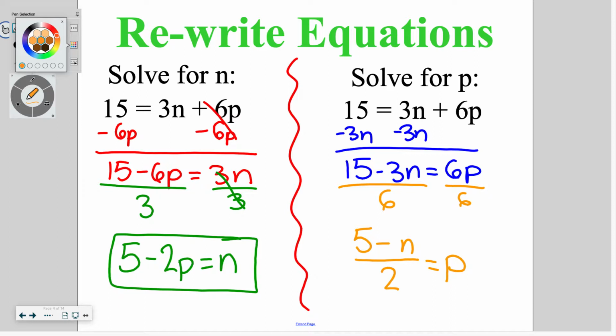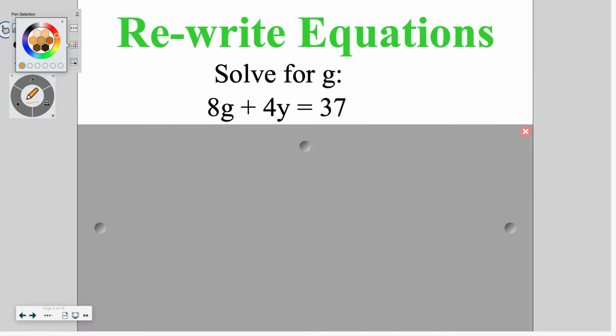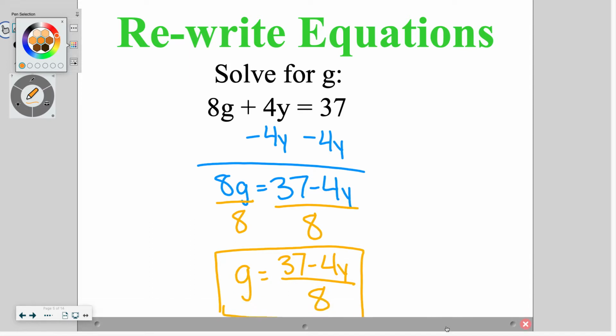So we've taken the same starting equation and rearranged it to solve for the two different variables. So the thing that you need to pay attention to is which variable are you solving for? Go ahead and solve this equation for variable g. Subtracting 4y and then dividing by 8. You can't reduce this because all three of them cannot be divided by the same number. So you have 37 minus 4y over 8.